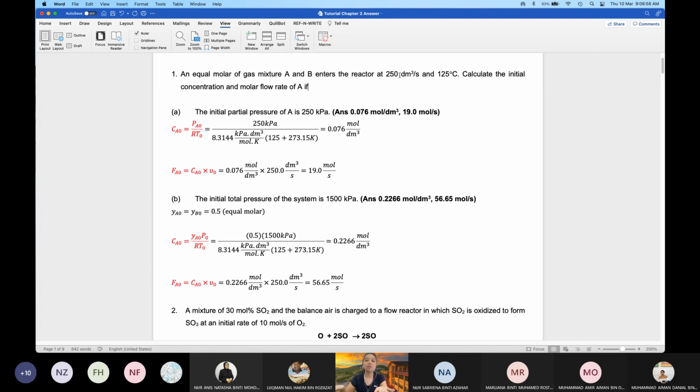Okay, because volumetric flow rate has an initial, you have also a final volumetric flow rate. So since they say enter the reactor, this is the initial volumetric flow rate. So it's epsilon naught, 250. Okay, so far we have a few pieces of information. Initial mole fraction of A equals initial mole fraction of B equals 0.5. Second, we know the epsilon naught as 250 dm cube per second.